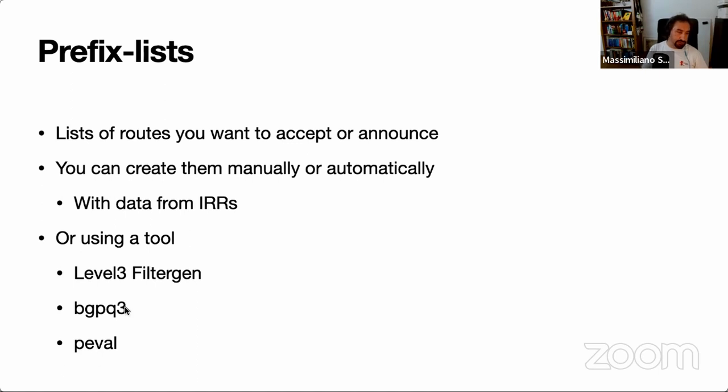I mentioned BGPQ4, which is the successor to BGPQ3. There would be the Level 3 filter generator, but I tried it earlier today and it's broken, so I'm not going to show it. And there's a software called PEval, prefix evaluation, and it does basically the same that BGPQ4 does. So I would recommend at this point you just take BGPQ4. You can create prefix lists for BIRD, for OpenBGPD, for MikroTik, for Juniper, any vendor. BGPQ4 creates everything. You could even set it up to generate entries for PF or IPFW. So it's really flexible as a tool.